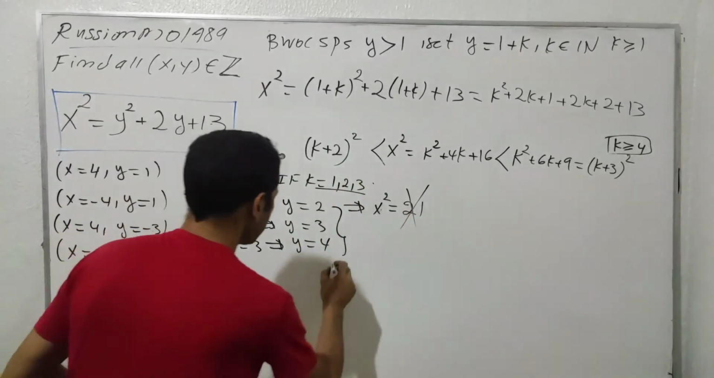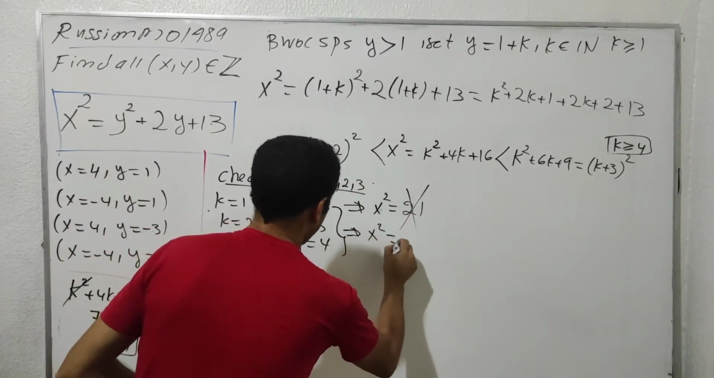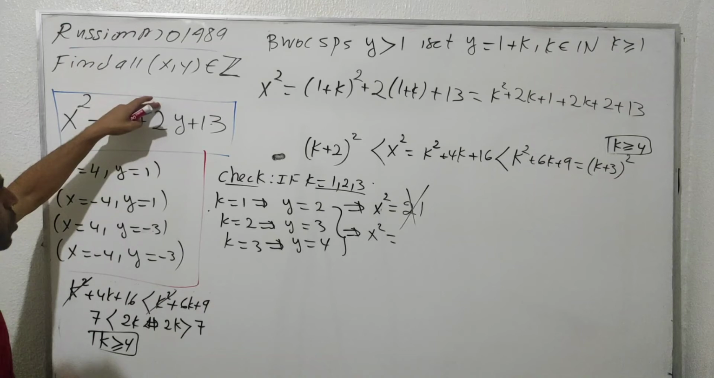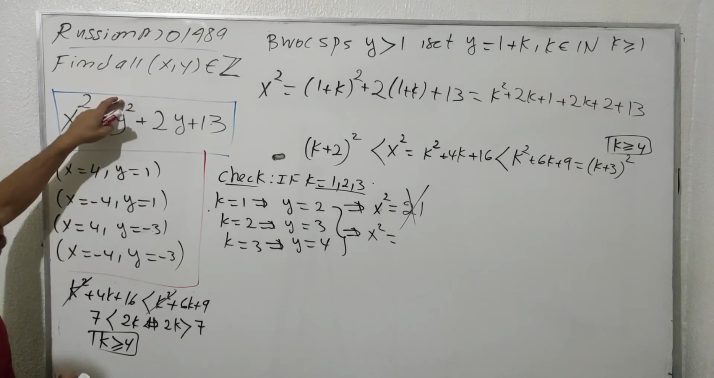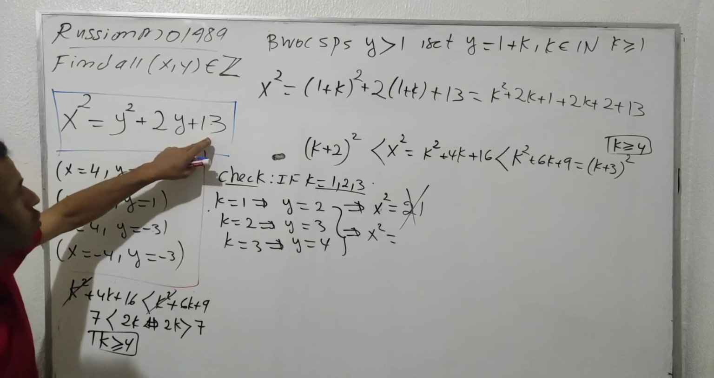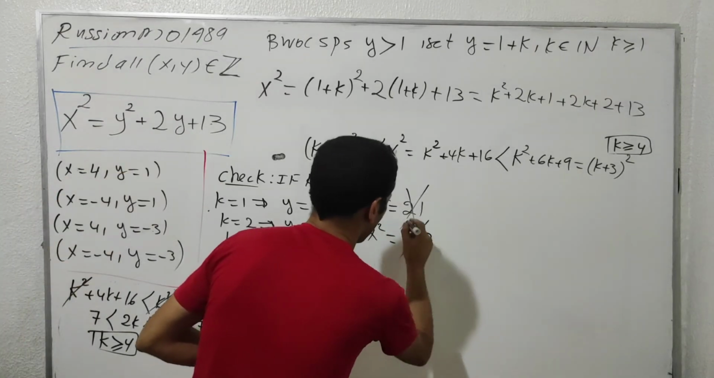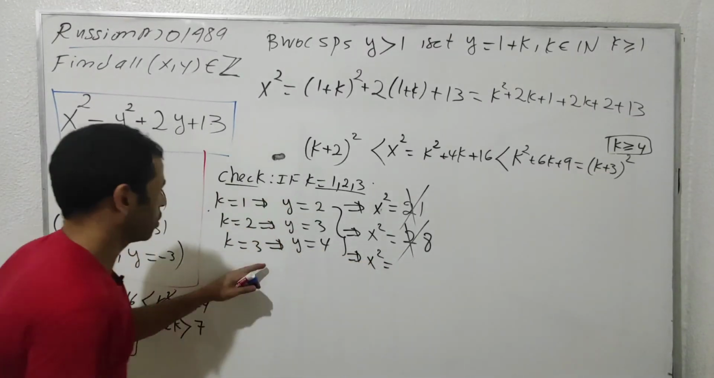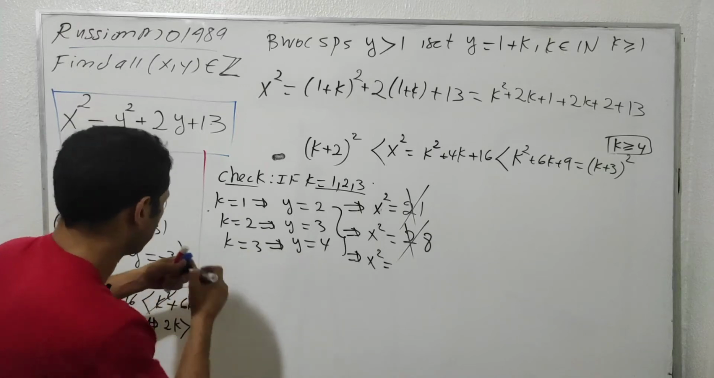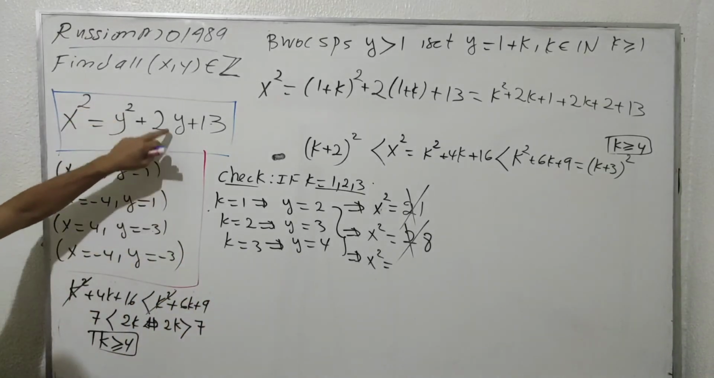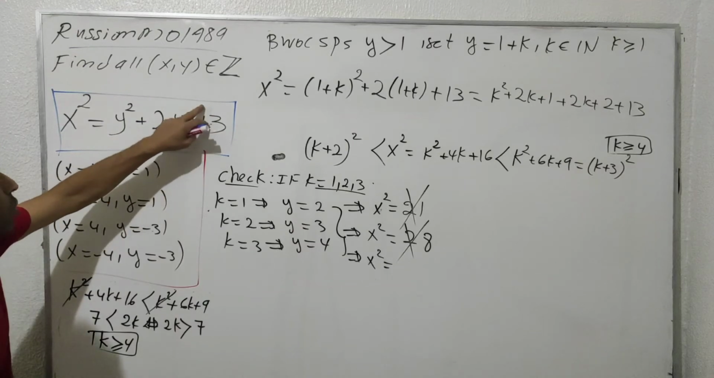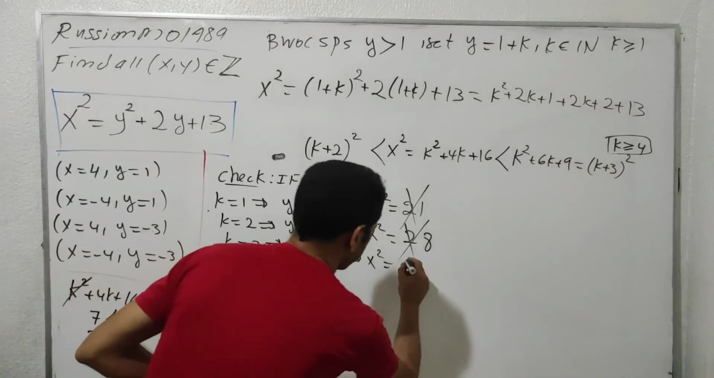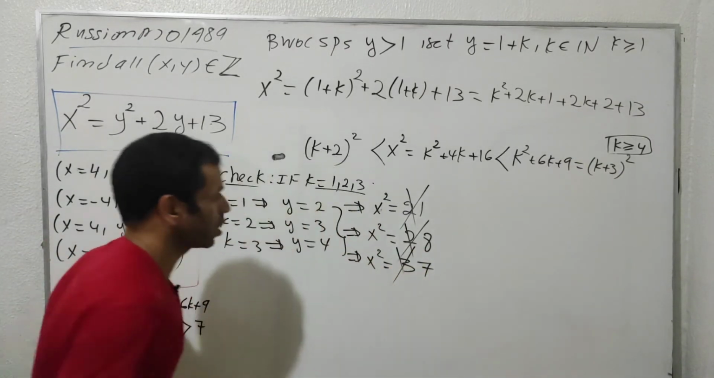Okay, let's check y equals 3. 3 squared, which is 9. I get here 3 multiplied by 2, which is 6. 6 plus 9, which is 15. 15 plus 13, which is 28. 28 is not a perfect square. Okay, let's check the last case. If y equals 4, I get here 16. I get here 8. 8 plus 13, which is 21. 21 plus 16, which is 37. 37 is not a perfect square.